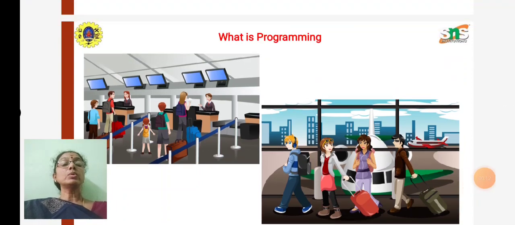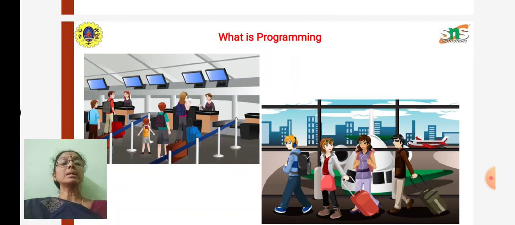Consider the scenario. There are two pictures. What is that? Can anyone guess? Yes, these are airport pictures. You can see these pictures are of an airport. The first picture at the top shows the takeoff and landing area of the airport, and the second picture shows the landing of aeroplanes.